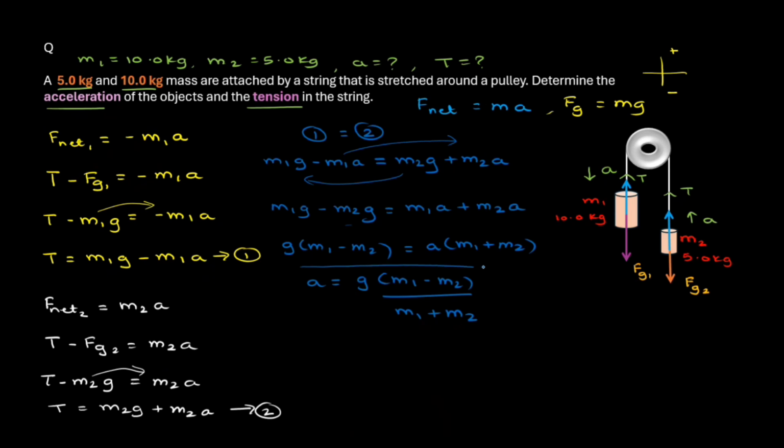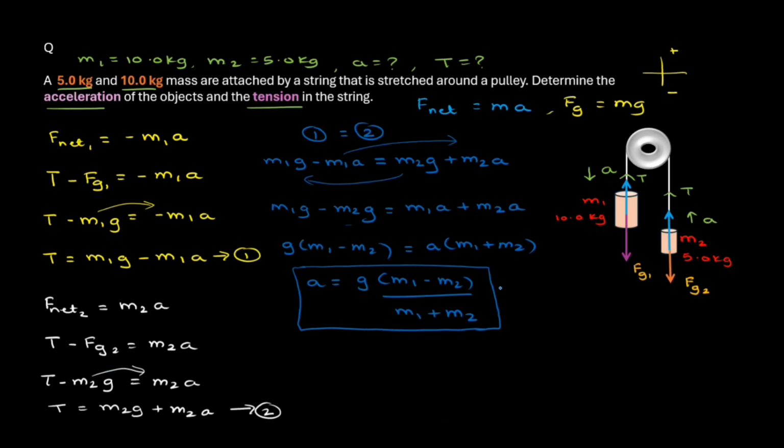So this expression here for acceleration is the acceleration for masses in an Atwood machine. You can directly use this expression to find the acceleration, or you can arrive at this equation by solving the way we did right now.